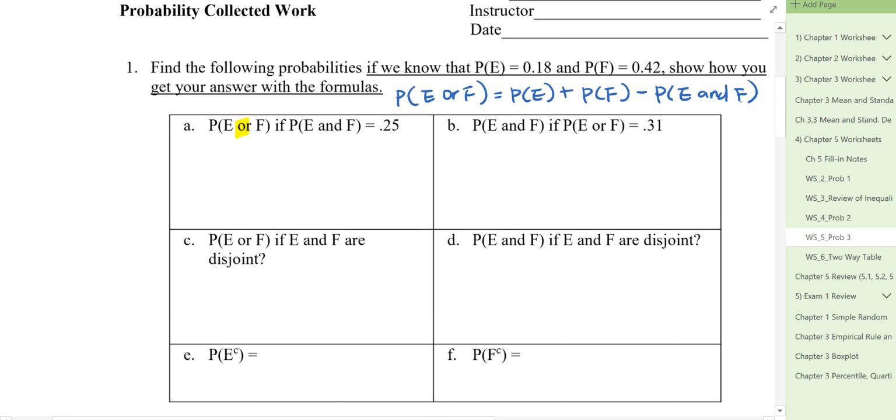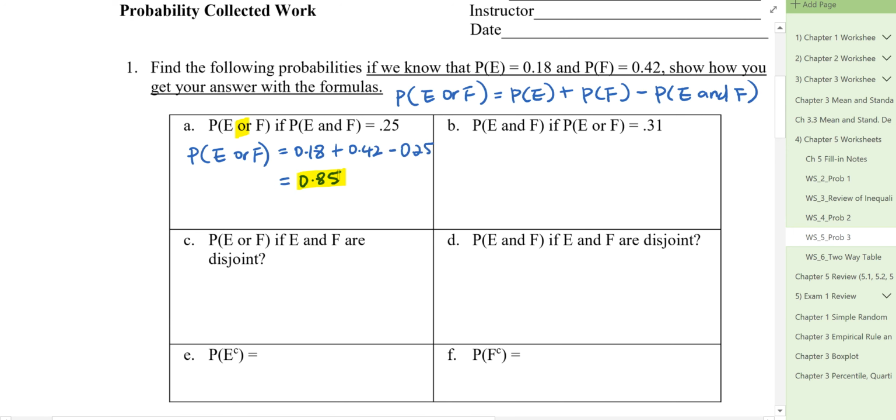That's the general formula for OR. Okay, let's just plug it in. I know P of E already, it's given to me. I also know P of F, and I also know P of E and F. So it's a direct plug-in type of problem. So I plug it in. P of E or F is equal to P of E, in this case 0.18, plus P of F, which is 0.42, minus P of E and F, which is 0.25. And simplify that, we get 0.85. So P of E or F is 0.85.